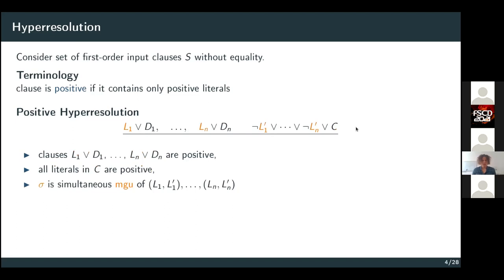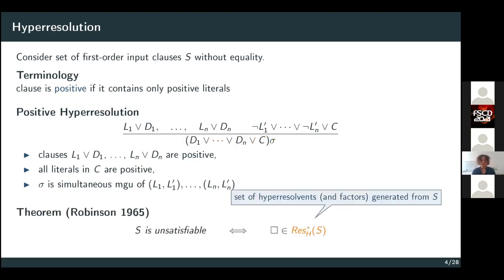In addition, we demand that the literals L1, L1' to Ln, Ln' are simultaneously unifiable by some MGU sigma. And in this case, we can then conclude with the clause D1 to Dn or C instantiated by sigma. So that's it. Hyperresolution was already considered by Robinson, and he proved that it's a complete method. So S is unsatisfiable if and only if we can derive the empty clause by hyperresolution. Actually, in addition, we also need factoring, but factoring doesn't add much to the reasoning that is relevant for this talk, so I will ignore it for now. By the set H star of S, we will denote the set of all hyperresolvents and factors generated from S.